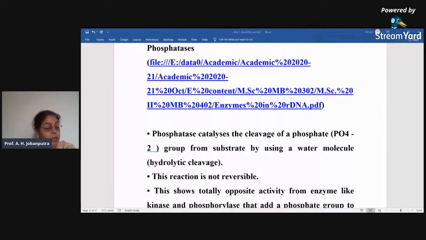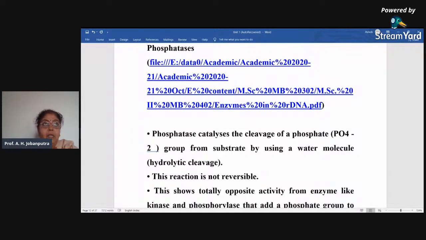So the next enzyme we are going to study, we have finished with restriction endonucleases, methylases, kinases, and polymerases. The next enzyme is phosphatases. There is very little difference between kinases and phosphatases. These phosphatases cleave the phosphate group from a substrate by using a water molecule.